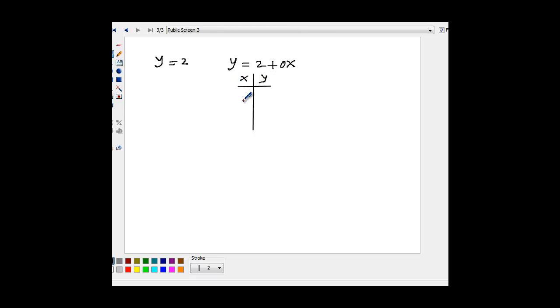If x is equal to 0, can you tell me what y is? If x is equal to 0, what is y? Y is equal to what? 2. Excellent. How about if x is equal to 1? Now pay good attention before you answer the question. You did it too fast. If x is equal to 1, what is y? You quickly said 3. You have to be careful with that. If x is equal to 1, what is 1 times 0? Anything times 0 is equal to 0, and then 0 plus 2 is equal to what?